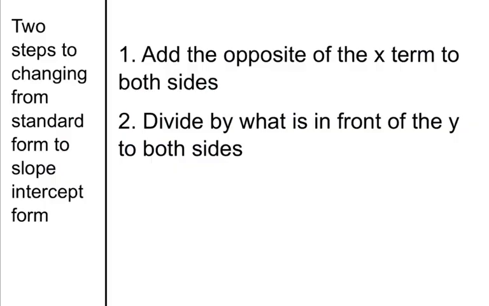Okay, there are 2 steps to changing form from standard form to slope-intercept form. Step 1, we want to add the opposite of the x term to both sides. So think of whenever we're solving an equation, except now we're just solving for y, we're not solving for a specific number. And then we divide by the coefficient that is in front of y on both sides to get rid of that coefficient, because our goal is to get y by itself. So make sure you write these steps down. Feel free to pause the video to get them written down.